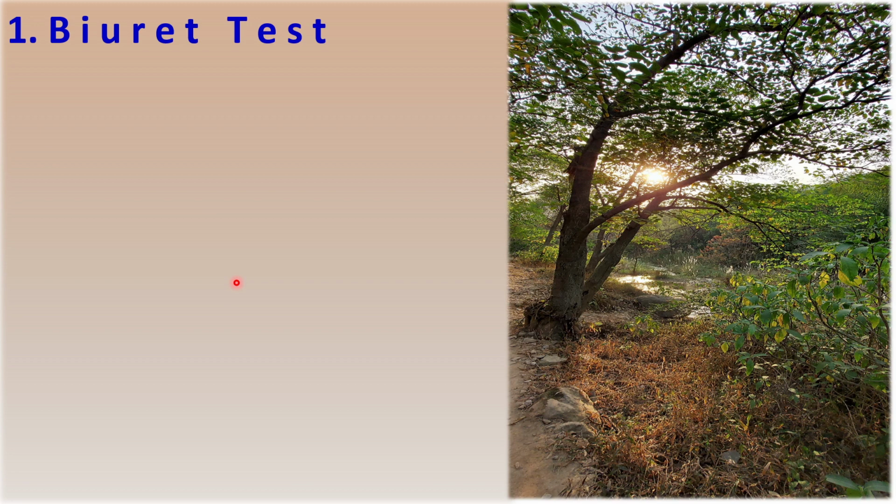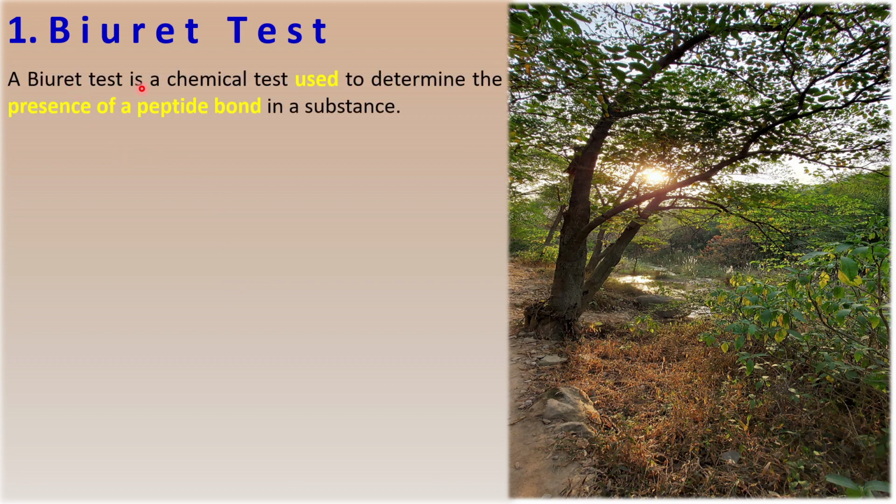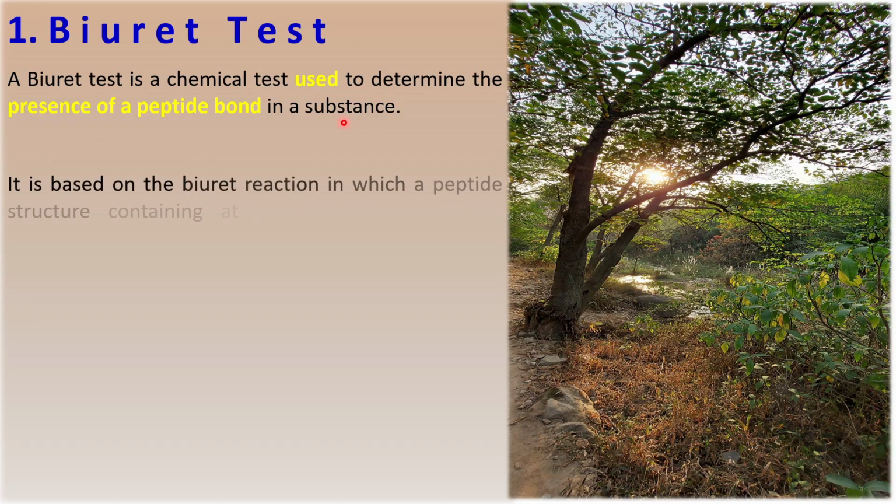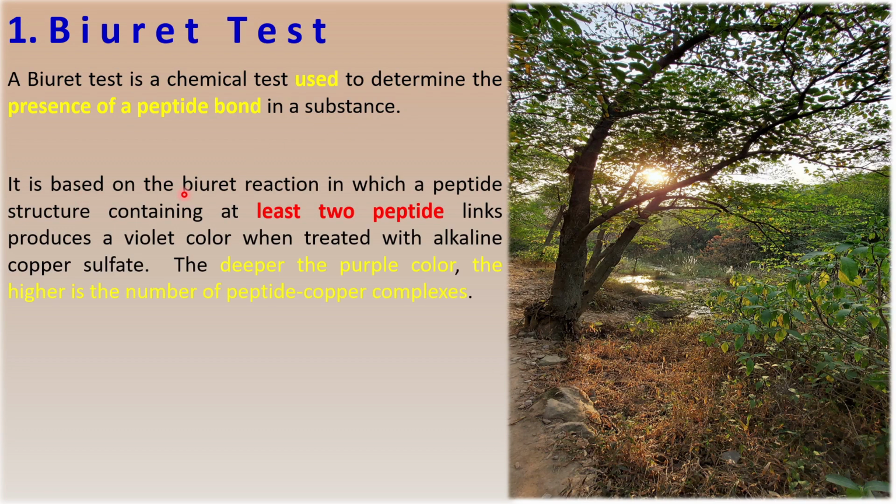Number one test is the biuret test. A biuret test is a chemical test used to determine the presence of peptide bonds in a substance, meaning in any biological sample. What is the principle of this test? It is very simple: it is based on the biuret reaction. In a biuret test, we are using the biuret solution.